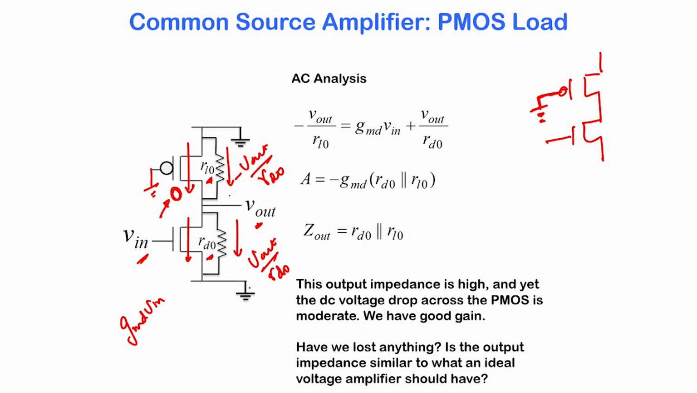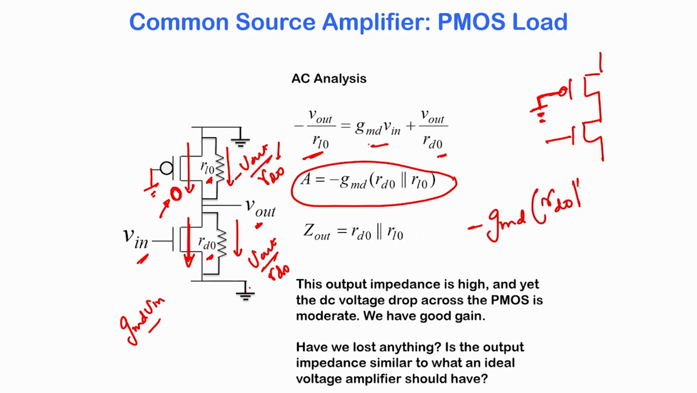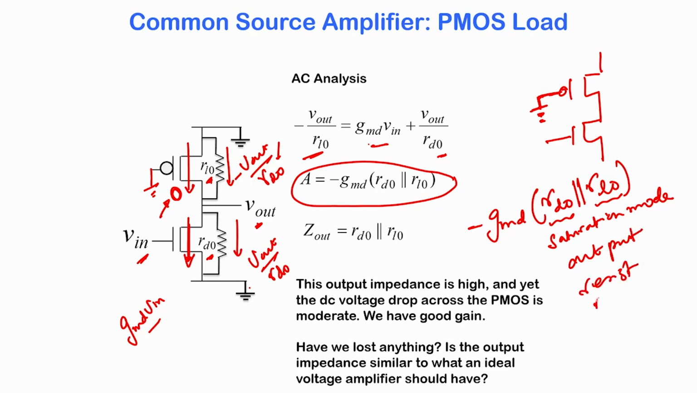And therefore, using Kirchhoff's law, this current here is equal to GM, this current in this node, that is GMD into Vn plus Vd, V out by RDA. And it turns out the gain is this, it is minus GMD into RDO parallel RLO. This is very high and that is also very high, because these are the saturation mode output resistances of the MOSFET, and this is existing only because of channel length modulation.